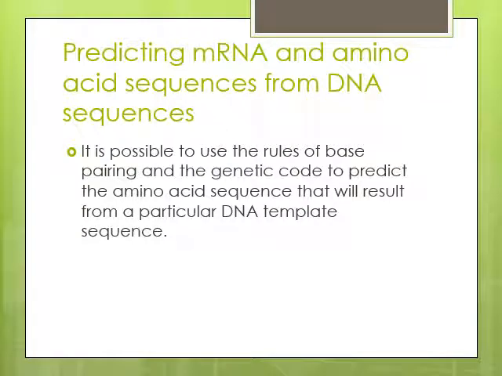So again, it's pretty easy to predict the messenger RNA and amino acid sequences from the original DNA sequences. You can use these rules of base pairing along with the genetic code to predict the amino acid sequence that will result from a particular DNA template sequence, which means you can look at someone's DNA or their genes and figure out what proteins they're likely going to express. That's how we can start looking for certain genes in people and understanding different diseases, cancer, different genetic defects, or even really positive things from genetics.